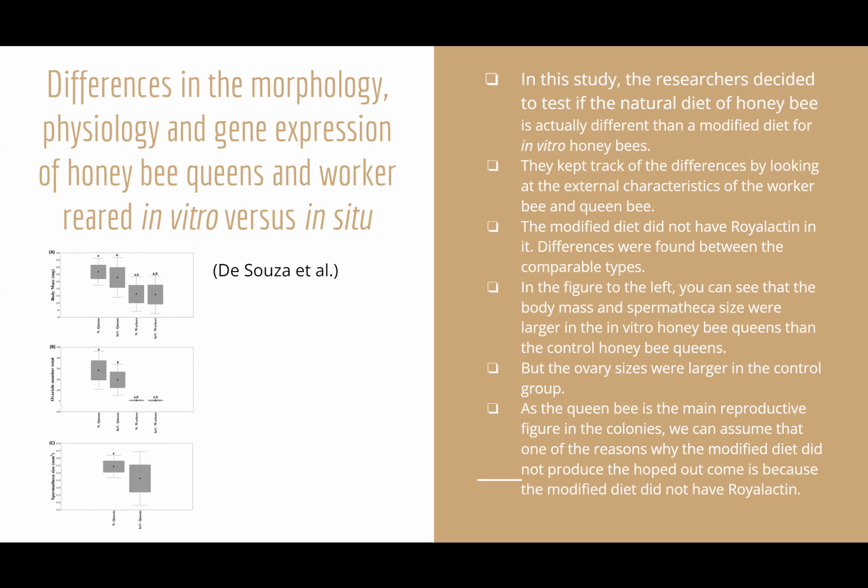In the figure to the left, you can see that the body mass and spermatheca size were larger in the in vitro honeybee queens than the control honeybee queens, but the ovary sizes were larger in the control group. As the queen bee is the main reproductive figure in the colonies, we can assume that one of the reasons why the modified diet did not produce the hoped outcome is because the modified diet did not have royal actin.